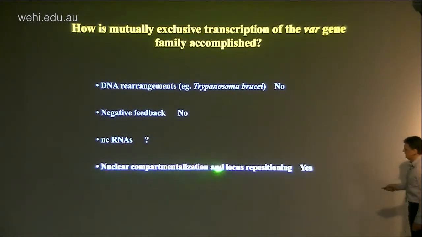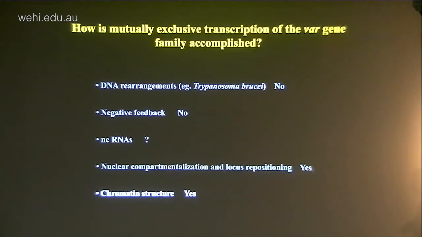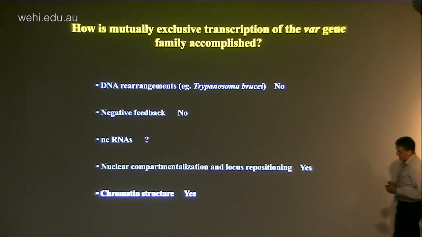Nuclear compartmentalisation and gene repositioning, absolutely critical to silencing and switching, which I'll go into. And also chromatin structure, again, absolutely critical to the ability of the parasite to suppress and silence 59 of the VAR genes and activate 1.